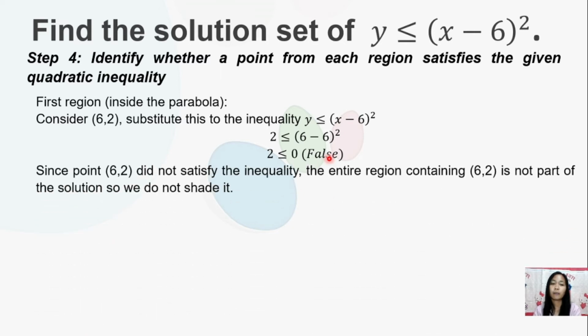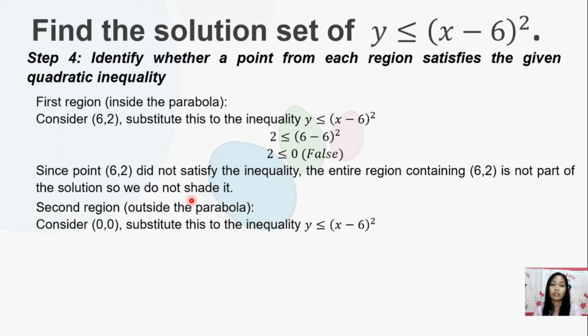So since the point (6, 2) did not satisfy the inequality, the entire region containing this point, or this ordered pair, is not part of the solution, so we do not shade it. So we are going to consider the second region, or the region outside the parabola.